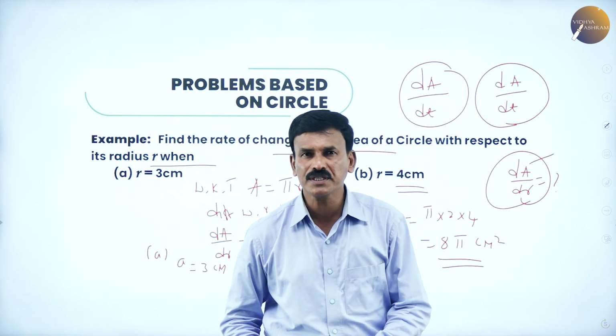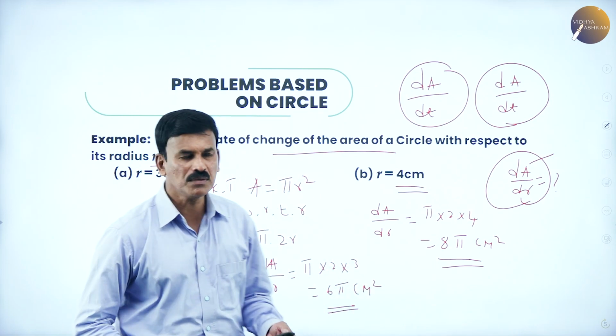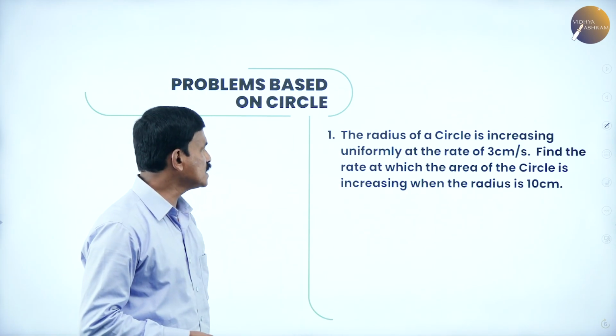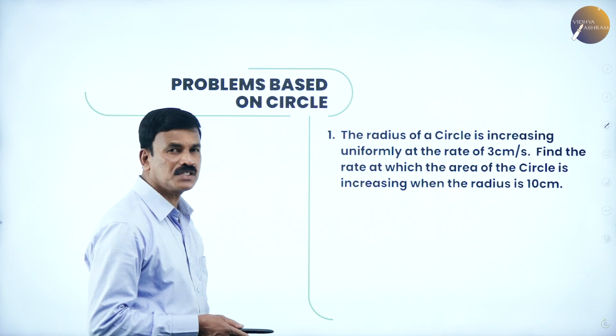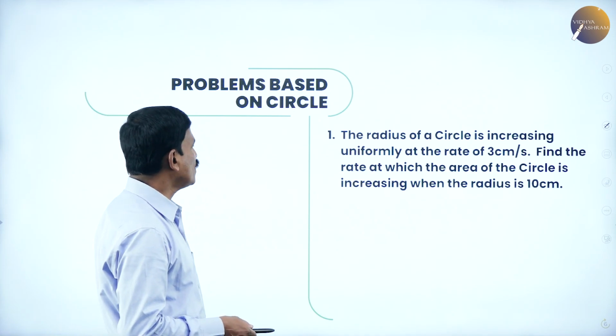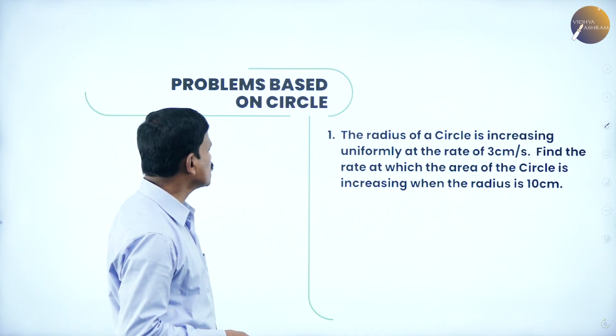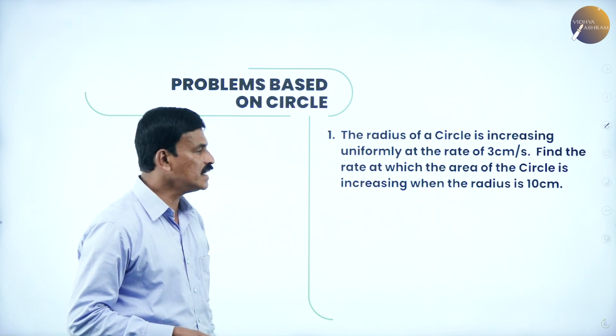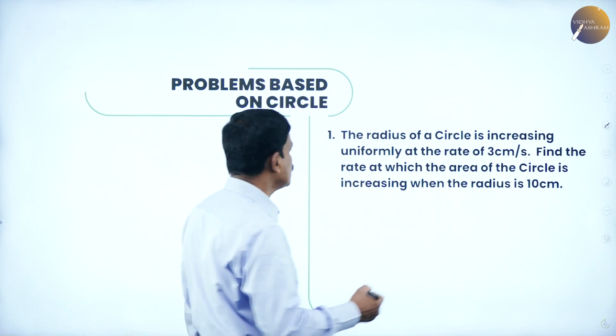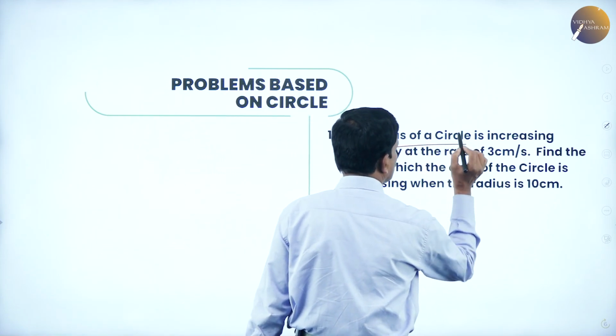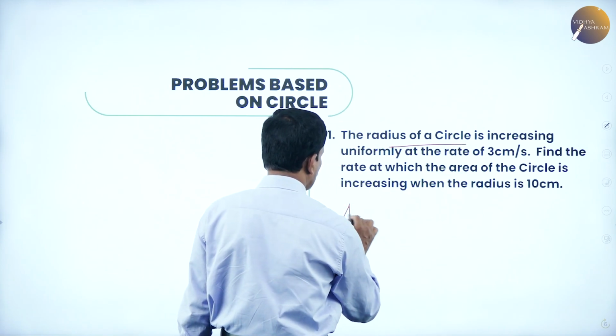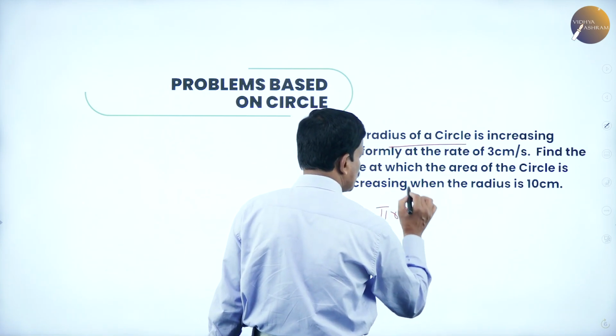Hope you followed. Okay. Now let us come to the next problem. The radius of a circle is increasing uniformly at the rate of 3 centimeters per second. Find the rate at which the area of the circle is increasing when the radius is 10 centimeters. Here what is given? The radius of a circle. Now let us write down the formula first. Area of a circle is pi r square.